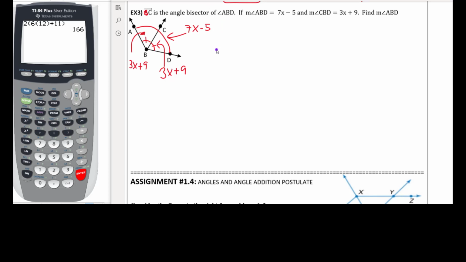So let's use angle addition postulate. So let's do angle ABD is going to be equal to the sum of the two smaller ones, which is ABC, plus the measure of angle CBD. And the reason why we can say that is because of the angle addition postulate.